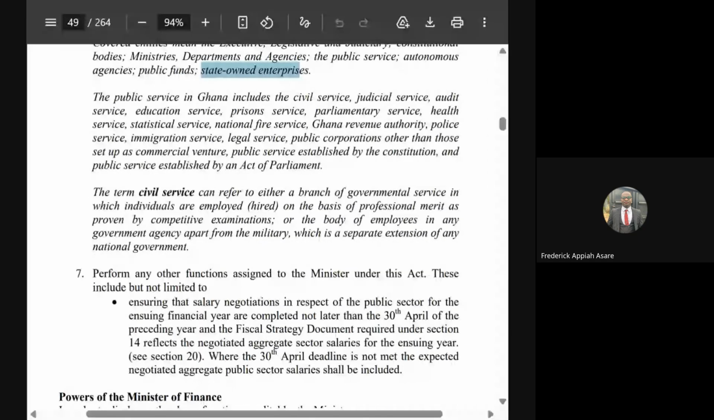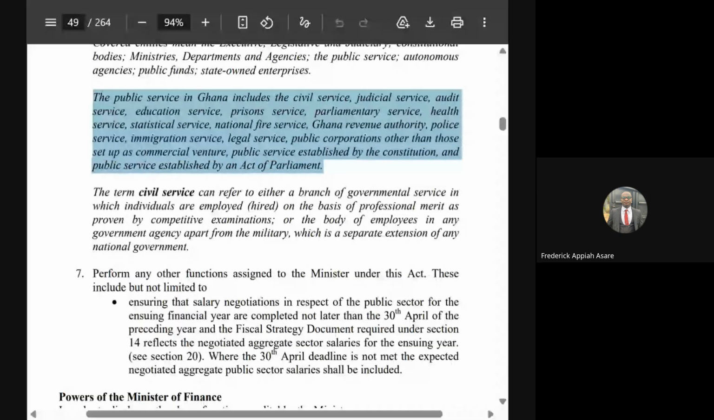The public service in Ghana also includes the civil service, judicial service, audit service, education service, prison service, parliamentary service, health service, statistical service, national fire service, Ghana Revenue Authority, police service, immigration service, legal service, and public corporations other than those set up as commercial ventures, that is, other than GBEs. It also includes public services established by the Constitution and those established by an Act of Parliament.